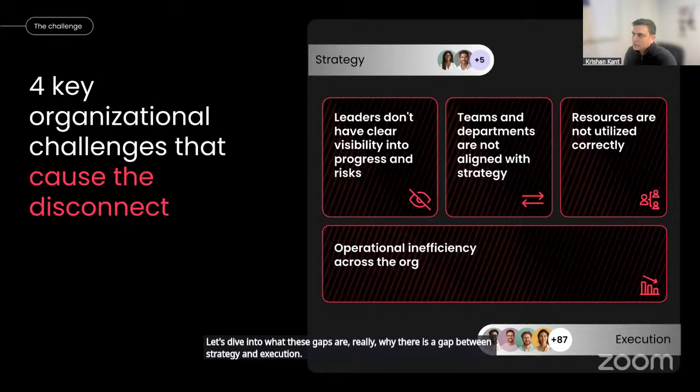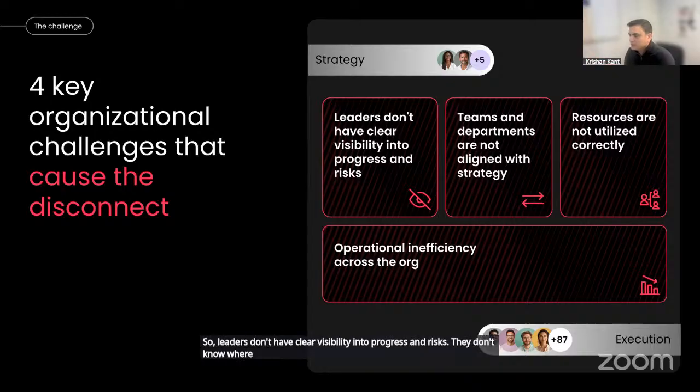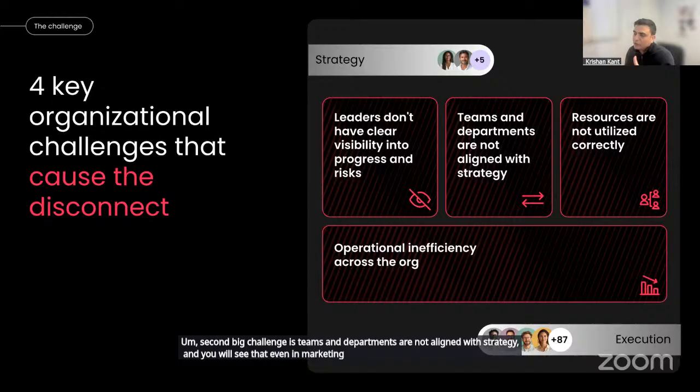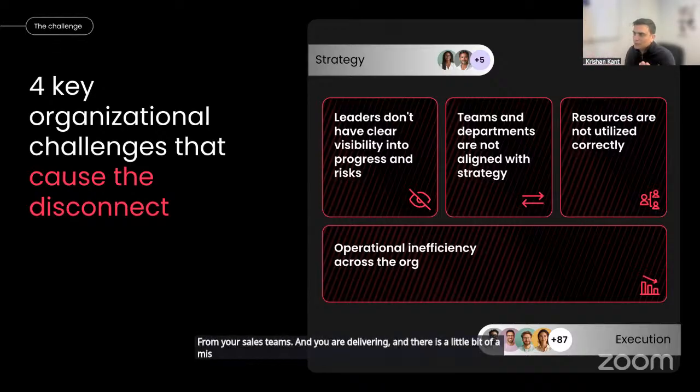Why is there a gap between strategy and execution? Leaders don't have clear visibility into progress and risks. They don't know where the projects are right now. The second big challenge is that teams and departments are not aligned with strategy, and you will see that even in marketing. You get a lot of requests from your sales teams, and you are delivering, and there is a bit of a misalignment between what their goals are and what your goals are.